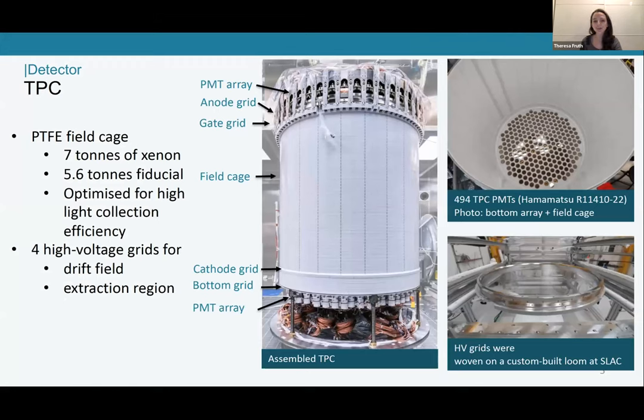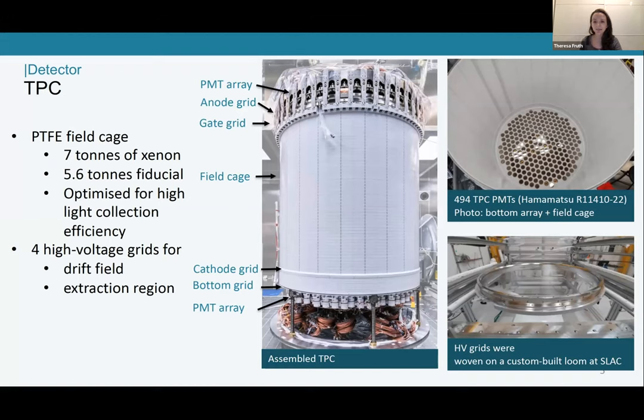So at the heart, of course, we have the time projection chamber, the TPC, which consists of these two PMT arrays on top and bottom. That's almost 500 PMTs of the 3-inch Hamamatsu type. And here you can see the top view of the PMT faces in the bottom array. In between those two PMT arrays, we have our field cage that's in beautiful white here, such that we have good light collection efficiency.